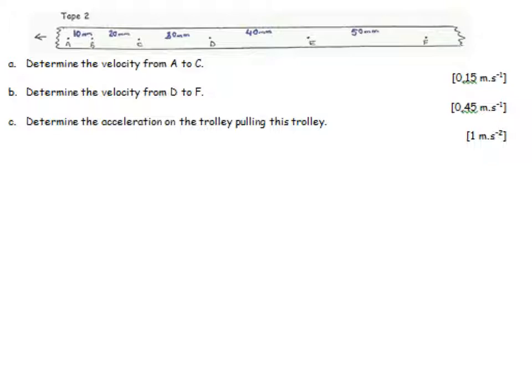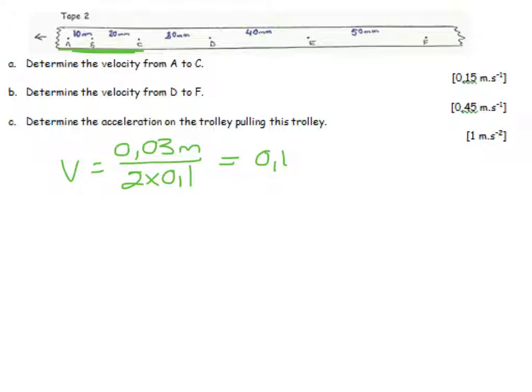In this tape, we are asked to get the velocity from A to C. So I'm going to say velocity is change in displacement, 30 millimeters, 0,03 meters, divided by the time, and the time is 2 spaces, so it's 2 times 0,1. And that turns out to be 0,15 meters per second. Where's that true? It's true at the midpoint, which is at B. Remember, it's the midpoint of time, and B is the midpoint of time.